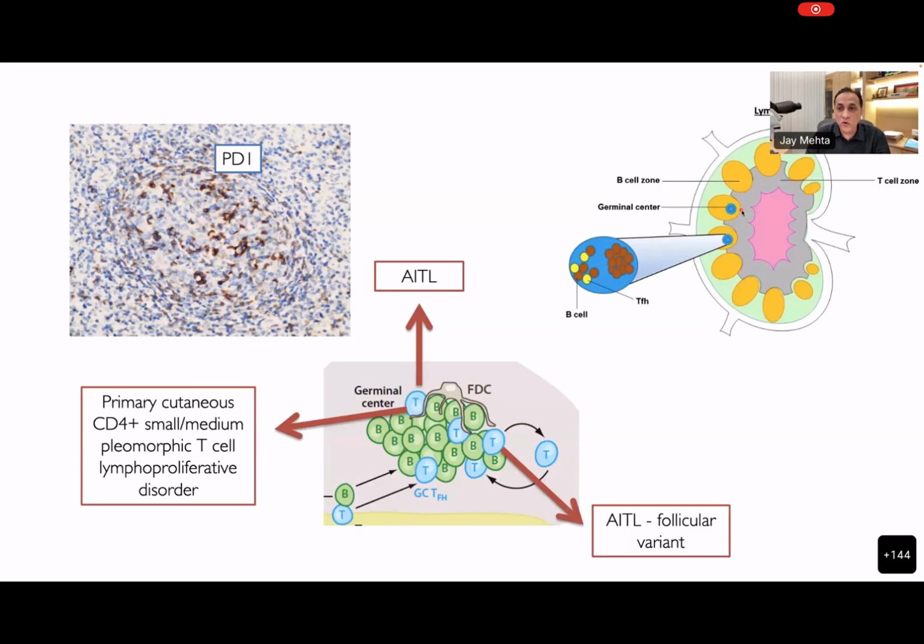So here's a lymph node. You can see this germinal center. These are the B cell areas. You can get this T cell areas here. We are focusing on the germinal center in the B cell area. This is the expanded area.